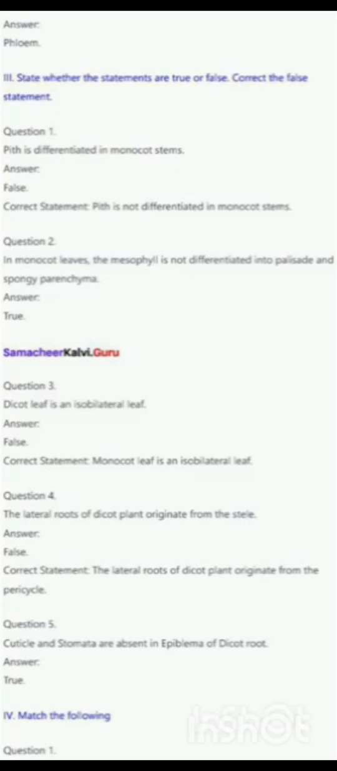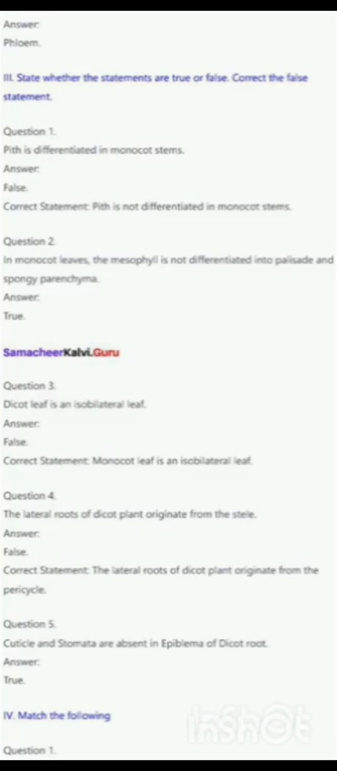Question 3. Dicot leaf is an isobilateral leaf. Answer: false. Correct statement: monocot leaf is an isobilateral leaf. Question 4. The lateral roots of dicot plants originate from the stele. Answer: false. Correct statement: the lateral roots of dicot plants originate from the pericycle. Question 5. Cuticle and stomata are absent in the epiblema of dicot root. Answer: true.